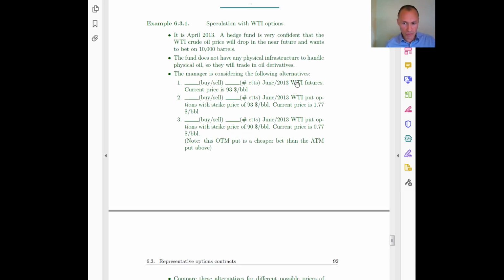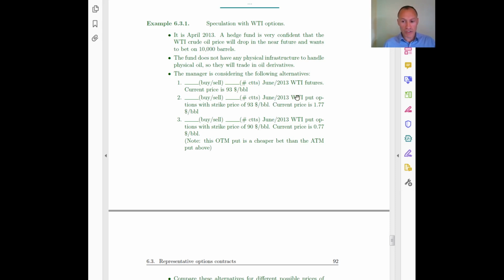So the trader, the fund manager, is considering the following alternatives. The first one is to trade with futures, the previous contract we talked about before. If you think that the oil price will drop, you have to decide whether you want to take a long or short, or whether you want to buy or sell the futures. Okay, so stop the video, think about it for a second, and then the answer is you need to sell the futures. Okay, how many contracts? Well, recall that each future was for 1,000 barrels. If you want to get this amount of exposure, you need to trade 10 futures.